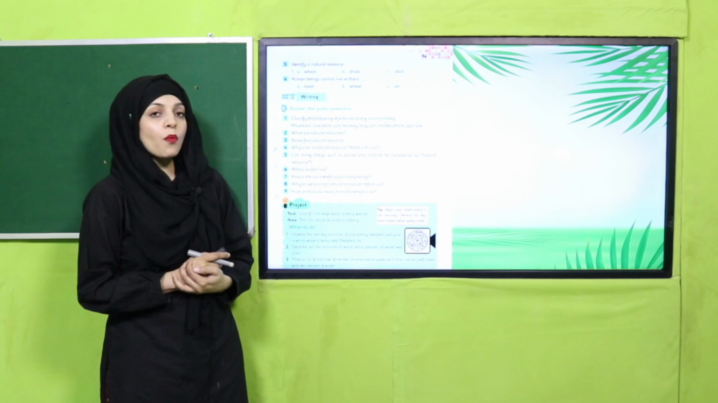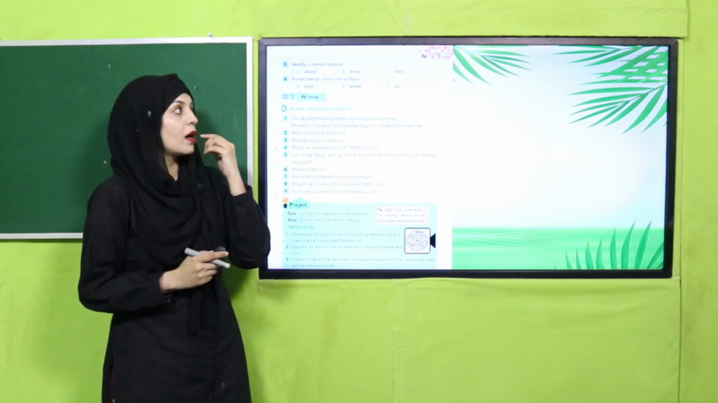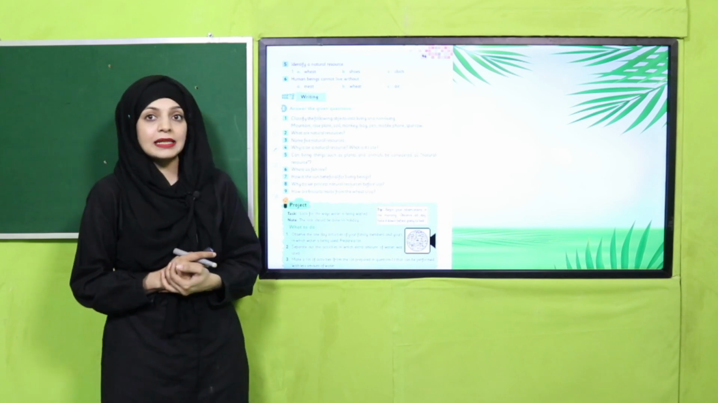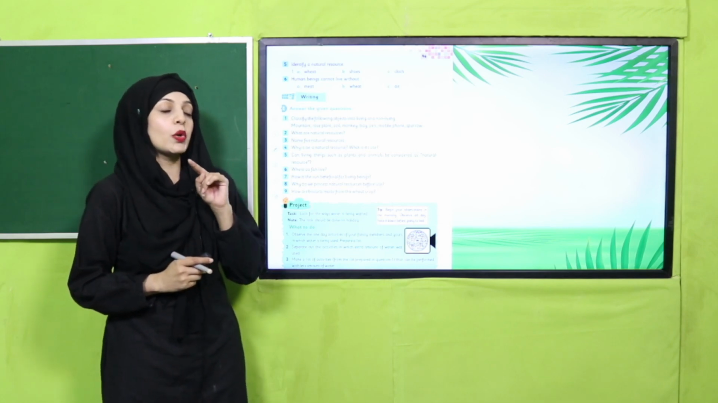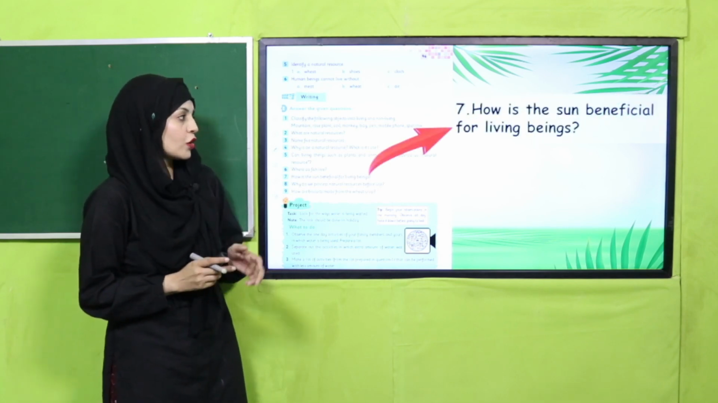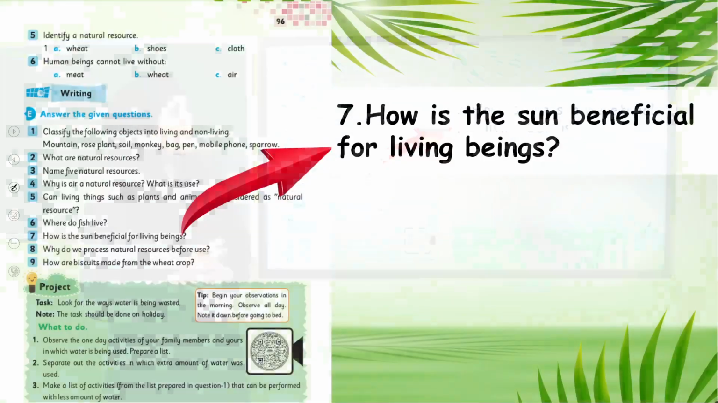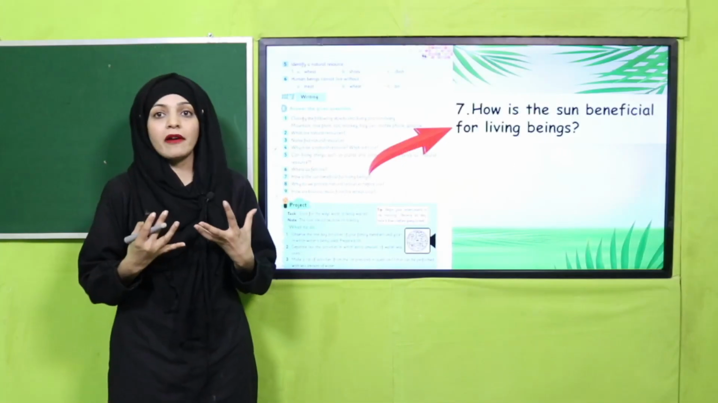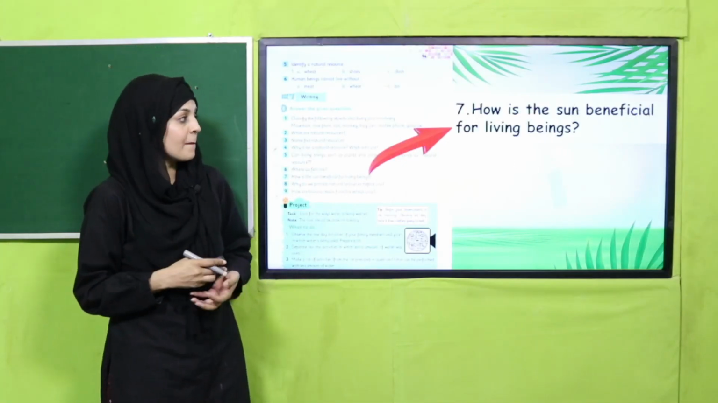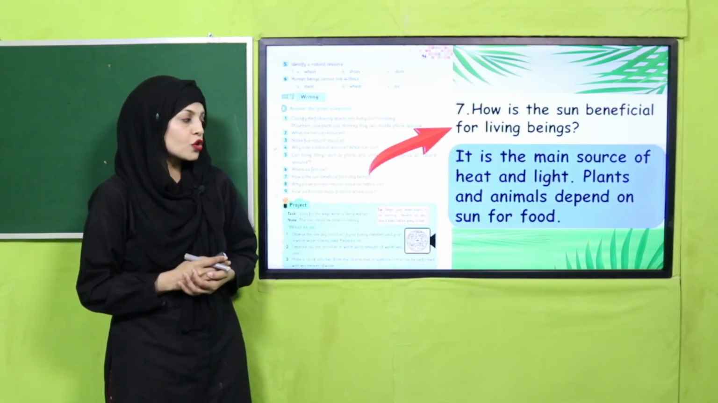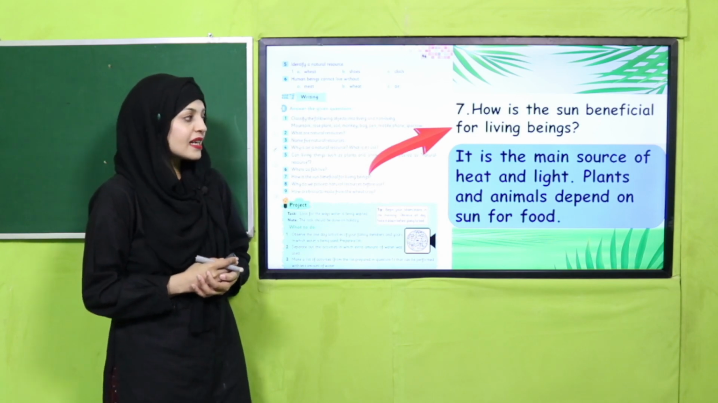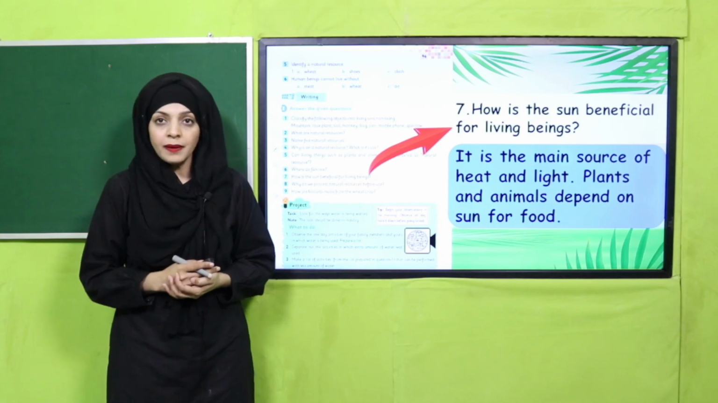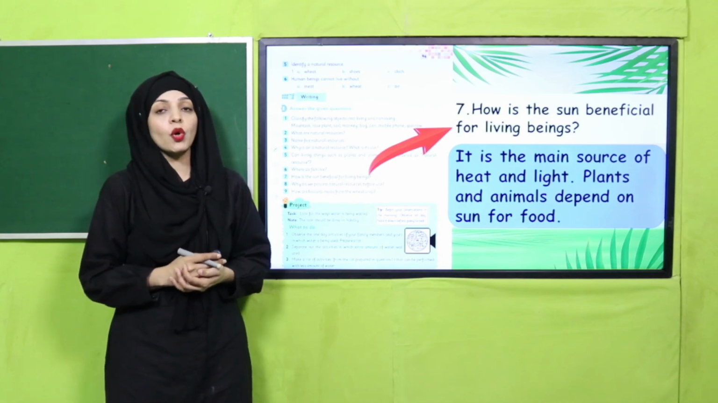From here we will move forward towards your homework. So for homework, you will do question number 7 from the writing exercise given on page number 96. You will do this question in your notebooks. So question number 7 on your screens. How is the sun beneficial for living beings? Sun कैसे जो है वो human beings के लिए beneficial है? It is the main source of heat and light. Plants and animals depend on sun for food. Okay? You can finish your homework like this.